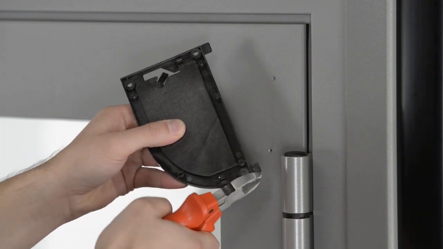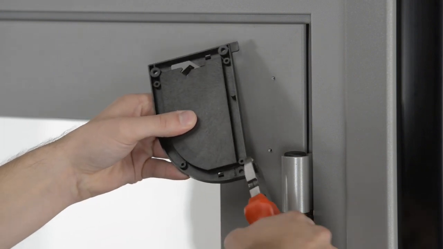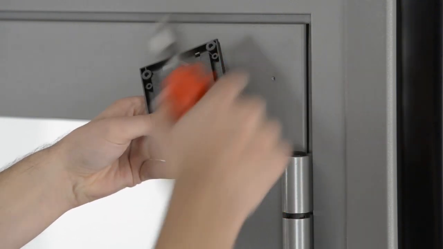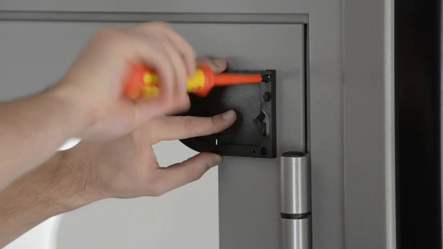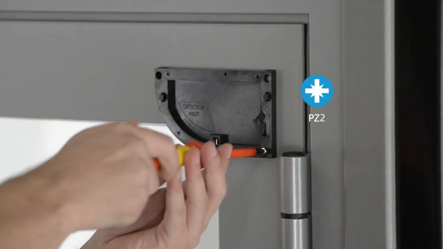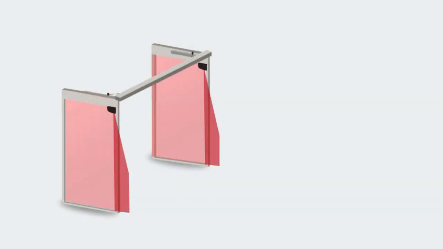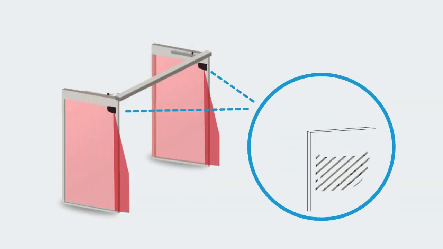Using a wire cutter, remove the positioning aids from the base. Fasten the three screws using a posi drive screwdriver. Repeat the process on each door wing.